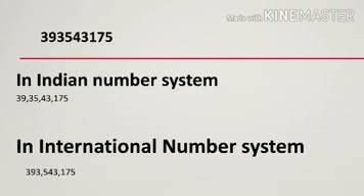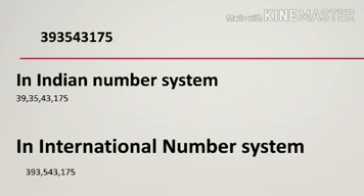Okay, now we can check the same thing with another example. On the screen you can see a 9-digit number, and we are going to name the number in the Indian number system and also in the international number system. First we will check with the Indian number system. There are 9 digits. From the right we will put a comma after the first 3 digits, then 2 digits, then 2 digits. The numbers are over now. Then how will we read this number? It's 39 crores 35 lakhs 43,175 in the Indian system.